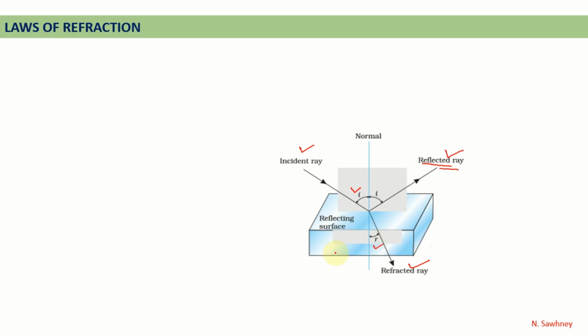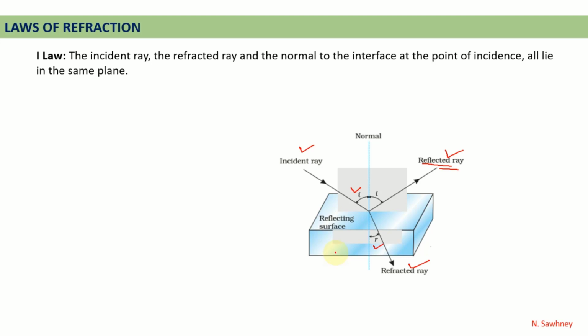So, the laws of refraction, the first law is the incident ray, the refracted ray and the normal to the interface at the point of incidence all lie in the same plane.